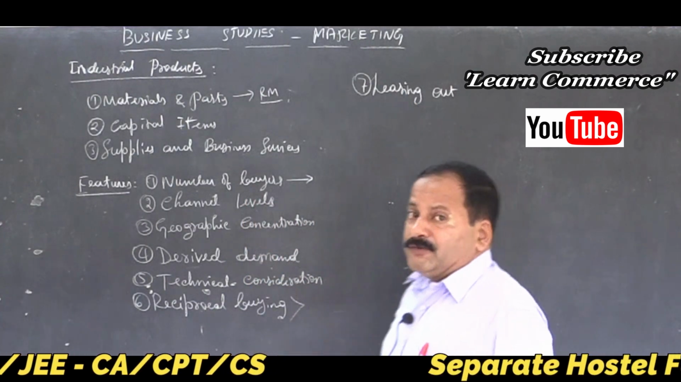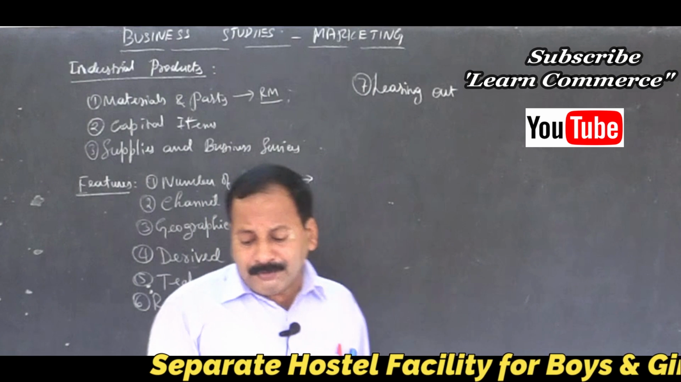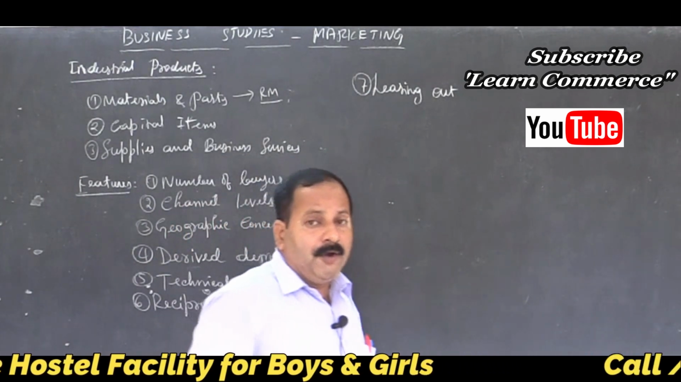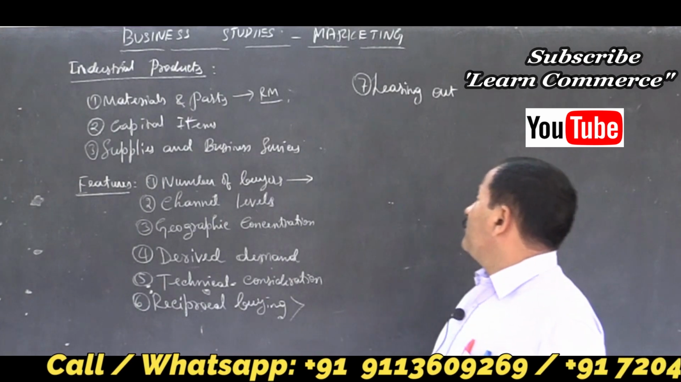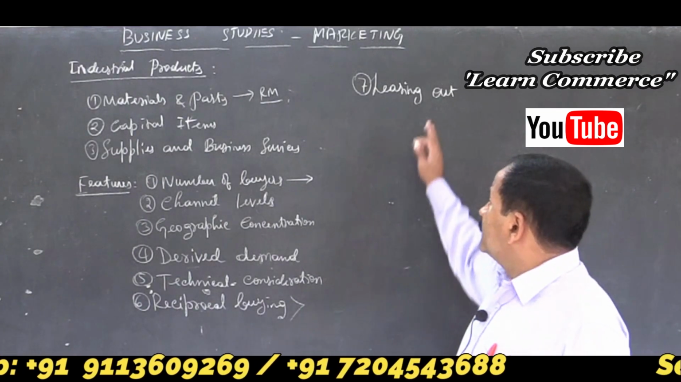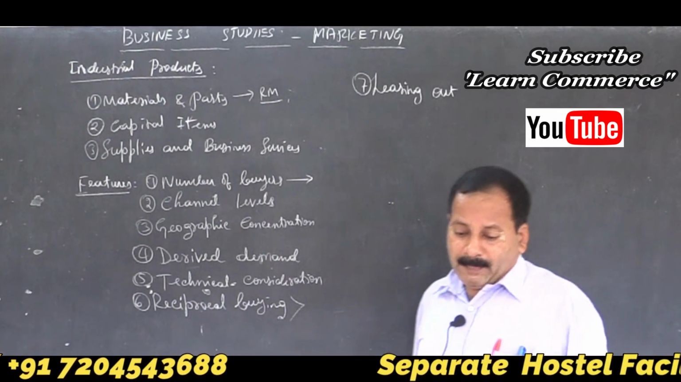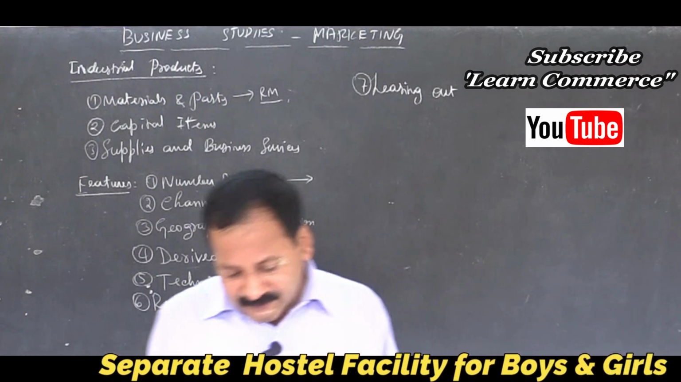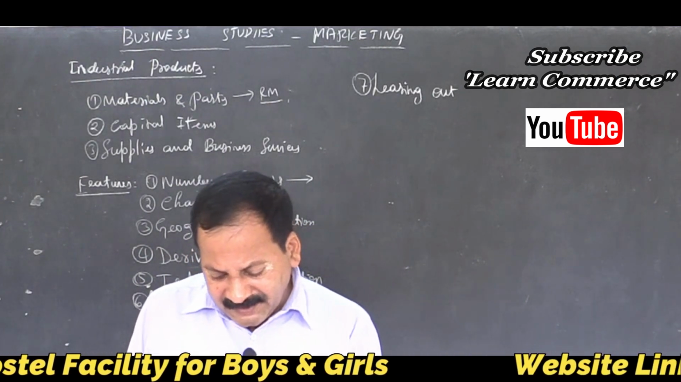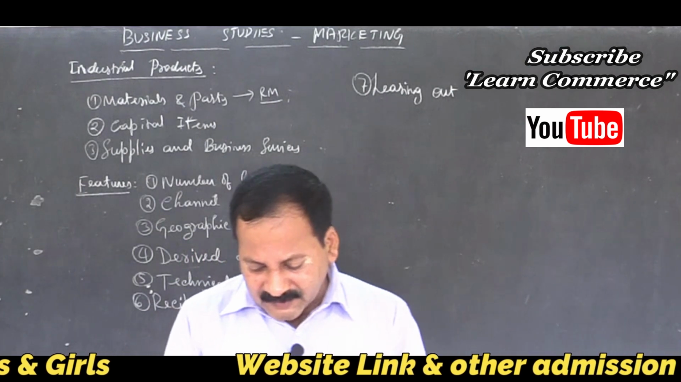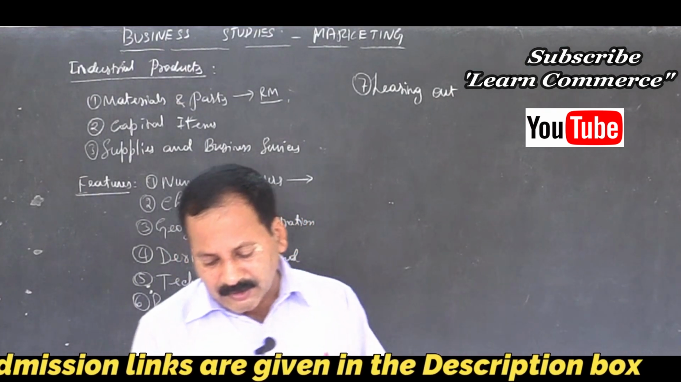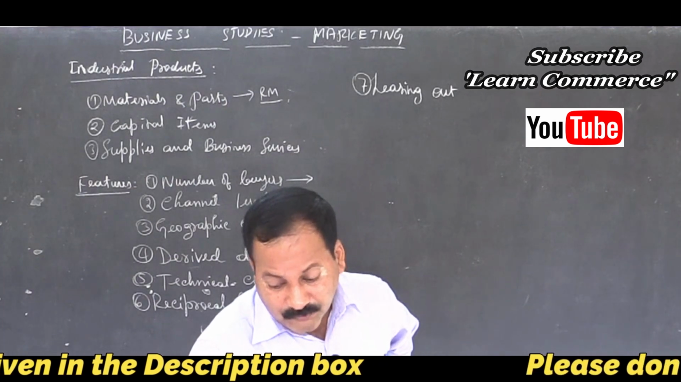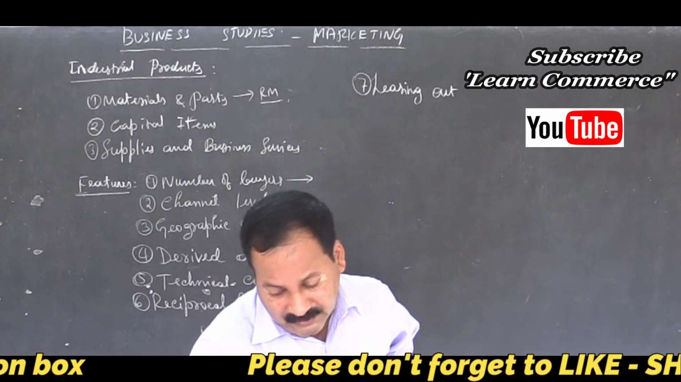So leasing out will help the company not to concentrate on ordering, receiving. All this headache will be reduced for the company. So this is a special feature of industrial products. Then materials and parts, I already told you. Materials means the raw materials itself, isn't it? They include sugar, cotton, sugarcane, oil seed, all these are raw materials.